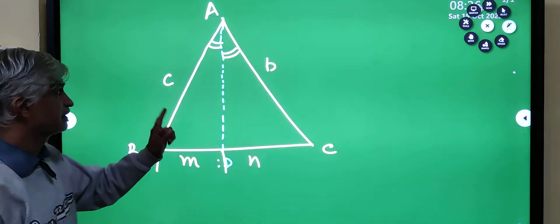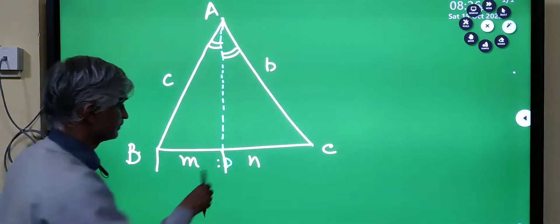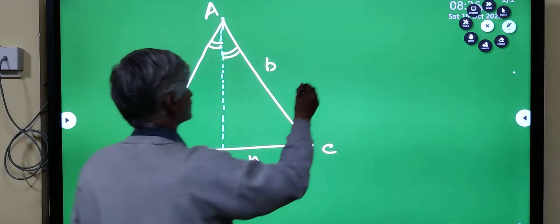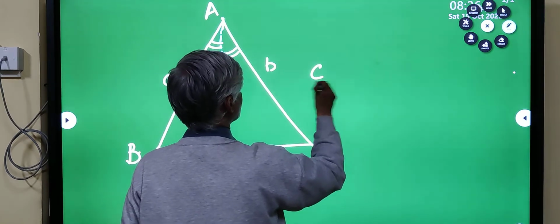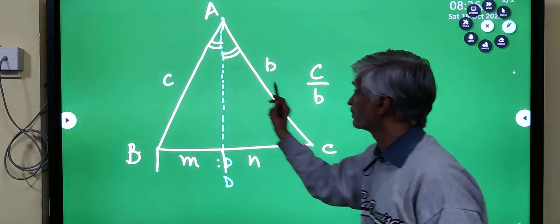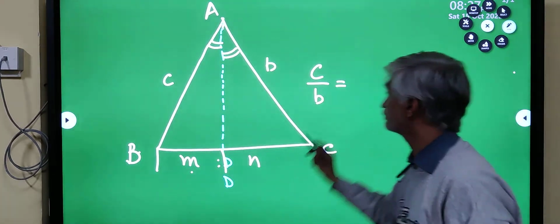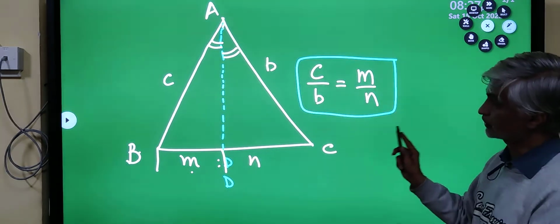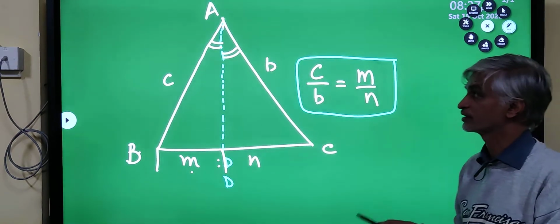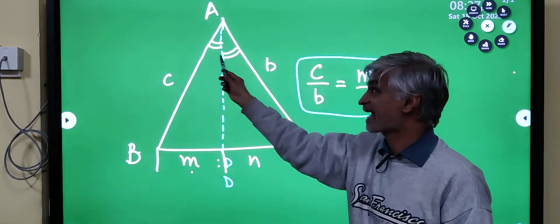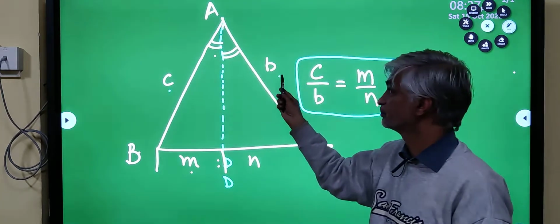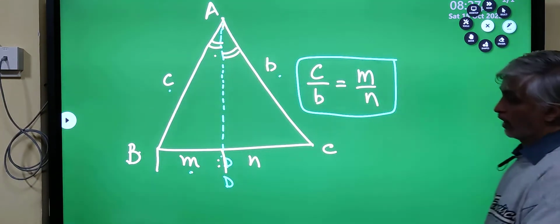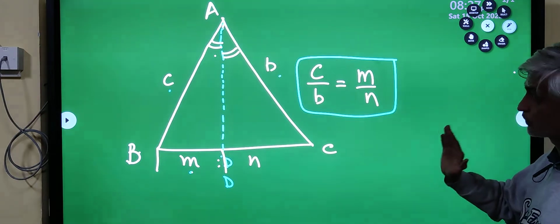And now I repeat, if AD is the angle bisector, then C by B will be equal to m by n. Now I want to give two proofs of this very nice and neat result. So I repeat, if AD is an angle bisector, then C divided by B is equal to BD, that is m divided by n. Now let's do two proofs of this theorem.